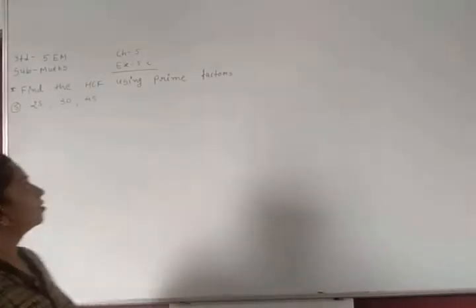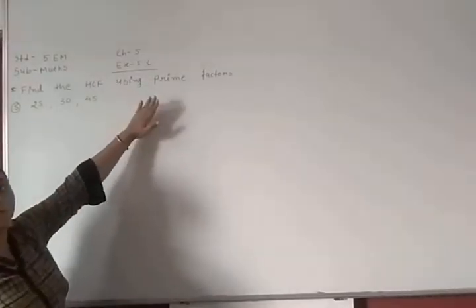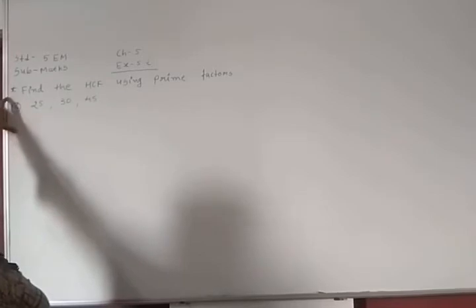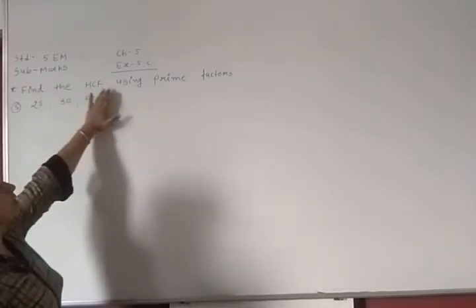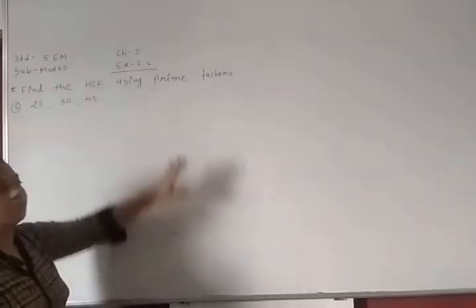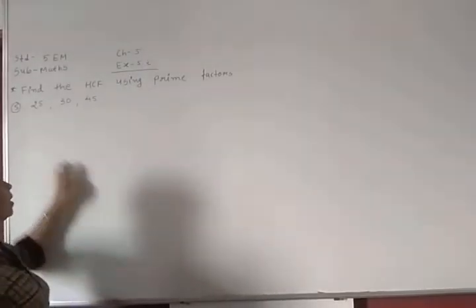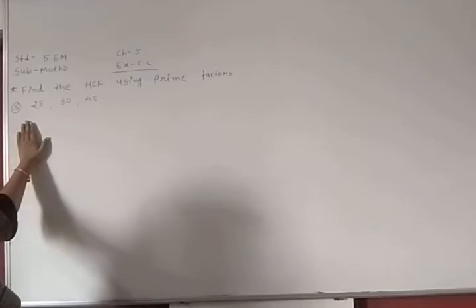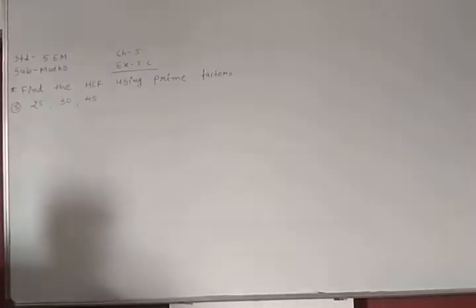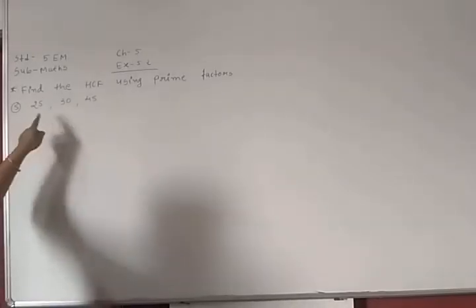Hello students, we are learning exercise 5.2, and in that the question is to find the HCF using prime factors. We completed the first 4 sums. Now I am solving the fifth sum here. Using prime factorization, we have to find the highest common factor of the given numbers.